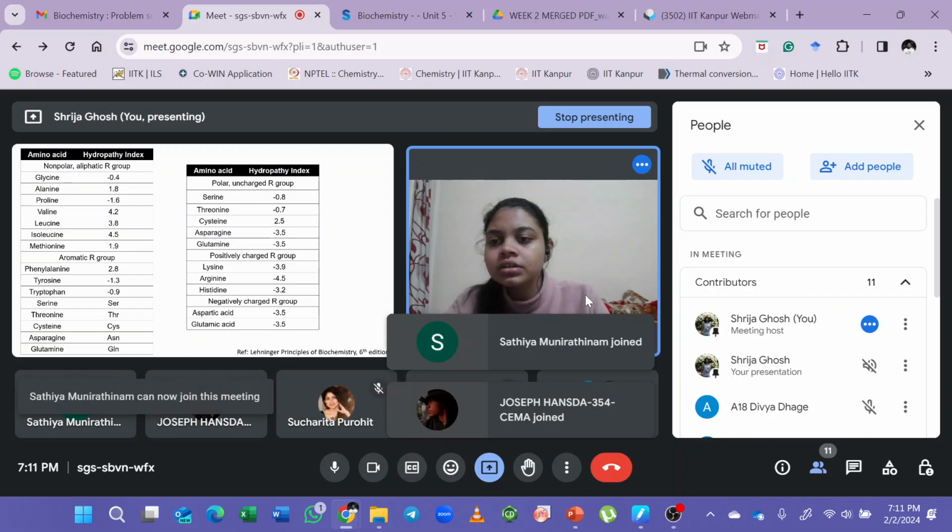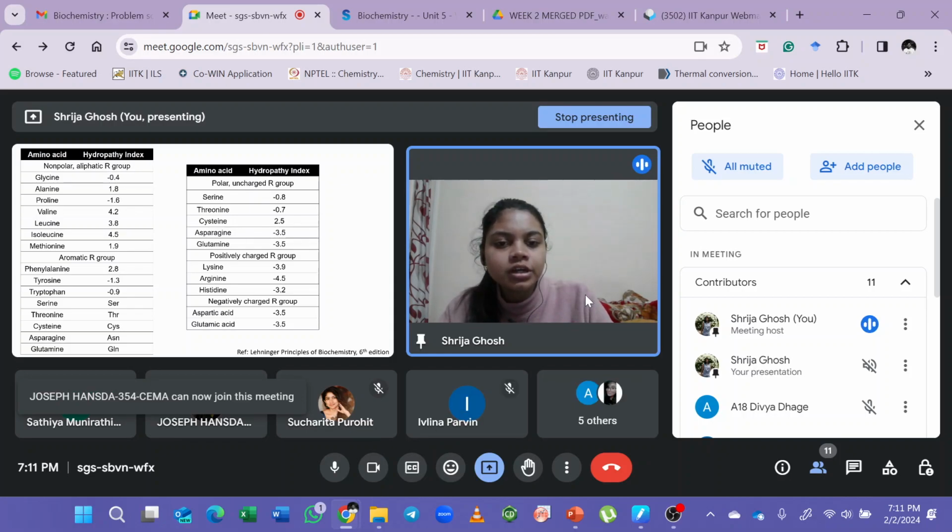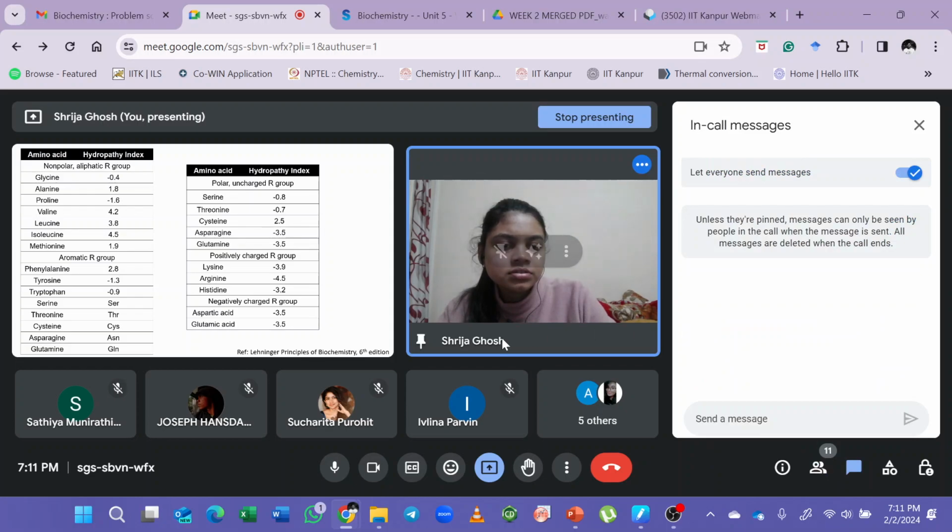If you see the hydropathy index of all these amino acids, what do we mean by non-polar amino acids? Are they hydrophilic or hydrophobic? Non-polar amino acids. Come on guys, answer. Are you able to understand anything? If you are not able to understand anything, stop me and ask. Do you understand what hydrophobic and hydrophilic mean? Anybody?